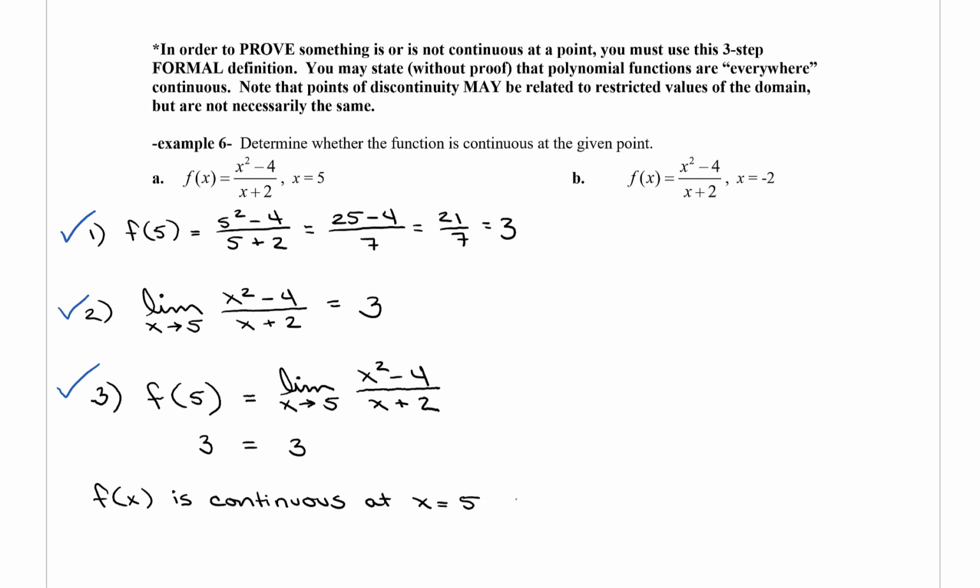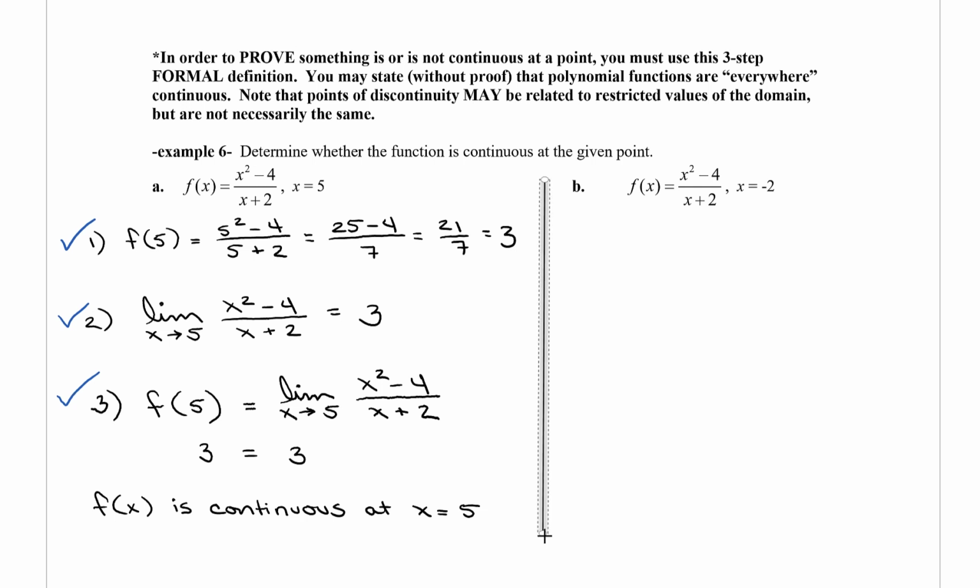Okay, let's go on to B. For B here, it says f of x. First, let me draw a vertical line segment here separating the work from A and B. B states f of x equals x squared minus 4 over x plus 2 when x is equal to negative 2. So first, let's check and see if f of negative 2 exists.